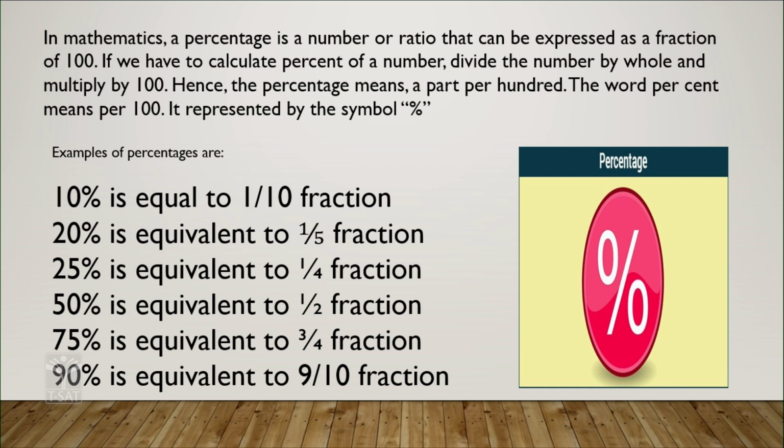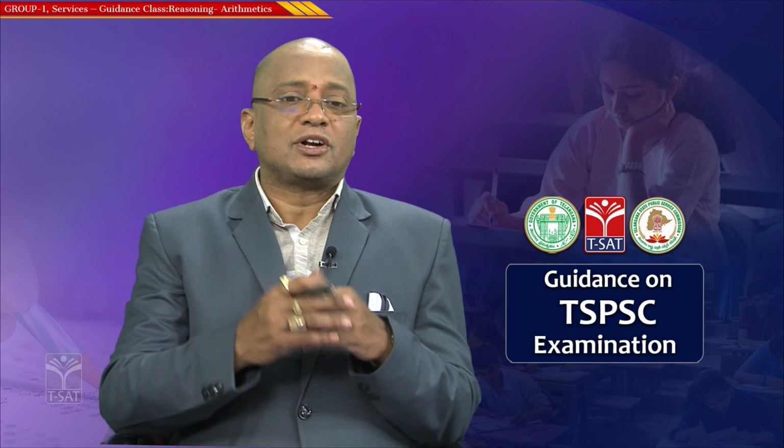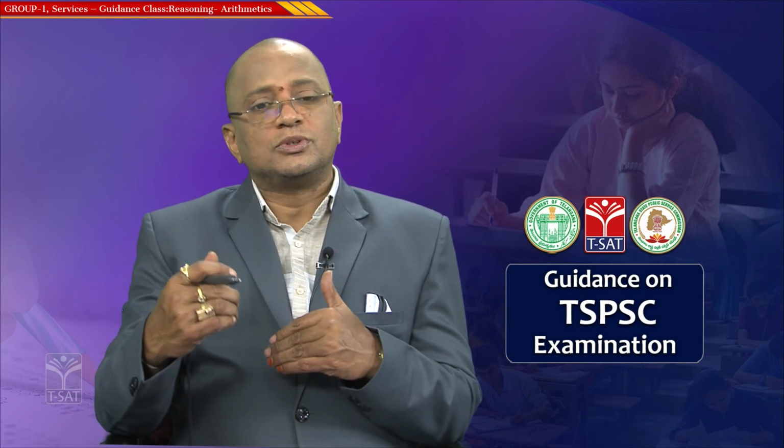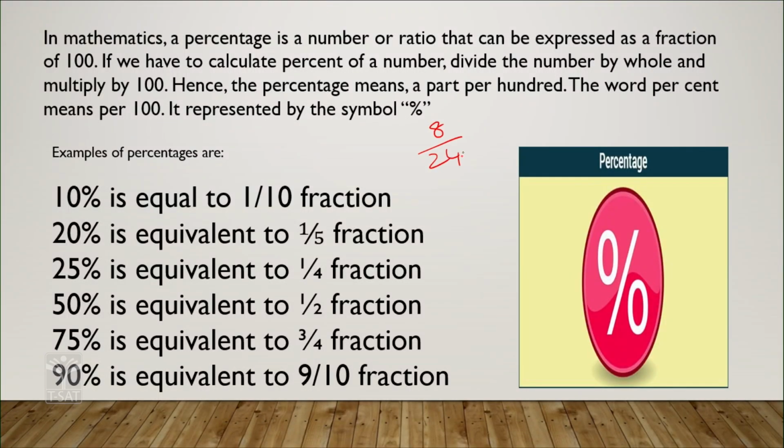For example, 8 in 24, how much percentage is there? Simply, you have to divide 8 by 24 and multiply with 100. Correct? 8 ones are 8, 8 threes are 24, so 100 by 3 is nothing but 33 and 1 by 3 percent. Clear? In this manner you can calculate the percentage.